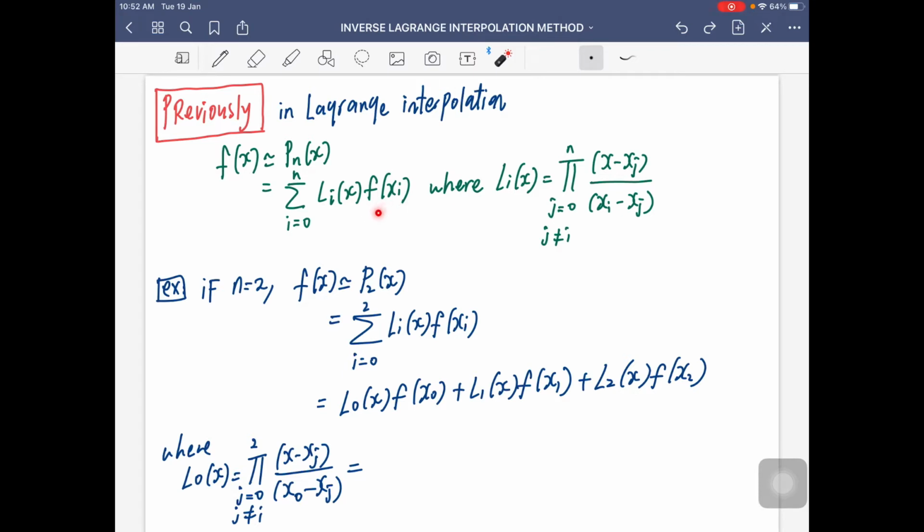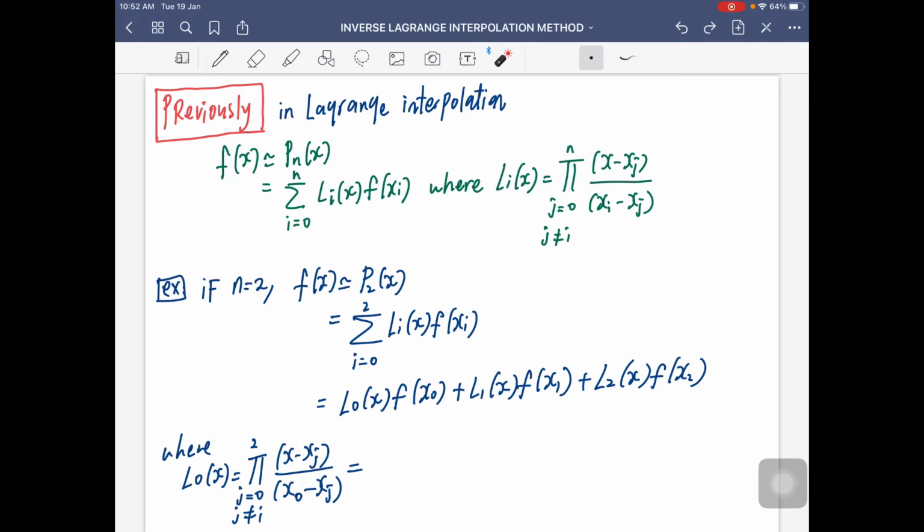So f(x_i) here is the known data point, where L_i(x) is the Lagrange term calculated by using this formula: the product from j equal to 0 until n, but j cannot be equal to i. Where the product is actually this fraction here, (x minus x_j) divided by (x_i minus x_j). So that's why j cannot be equal to i. If j equals i, then this term becomes 0.